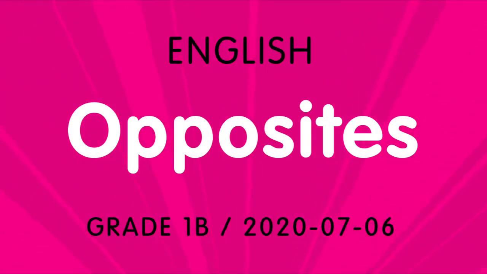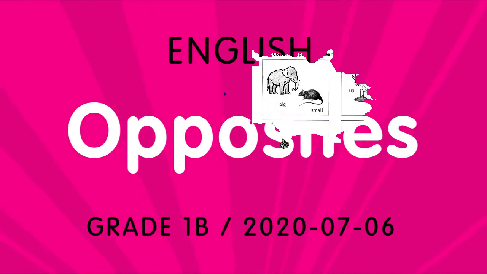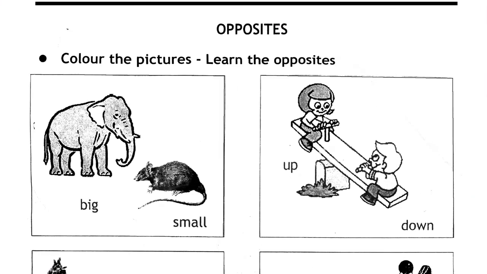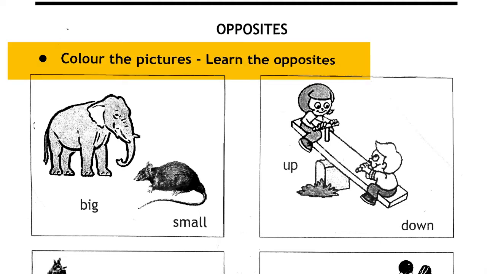Hi children, today the lesson we are going to do is in your English workbook, page number 45. So today we are starting a new lesson. Opposites. They want us to color the picture and then learn the opposites.